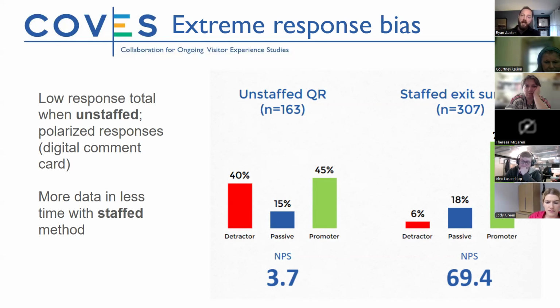And on the right, you see the staffed exit survey when this site was retrained and we started the normal or standardized methodology of the staffed exit survey. They collected more than 300 responses in less than 6 months. So the sample size jumped, and that's what we want. Secondly, the graph on the left has these big bars on the left and the right, the red and the green. People treat this type of unstaffed QR code as a digital comment card. They are much more likely to have extremely negative or extremely positive responses. And they go out of their way to tell you about it.